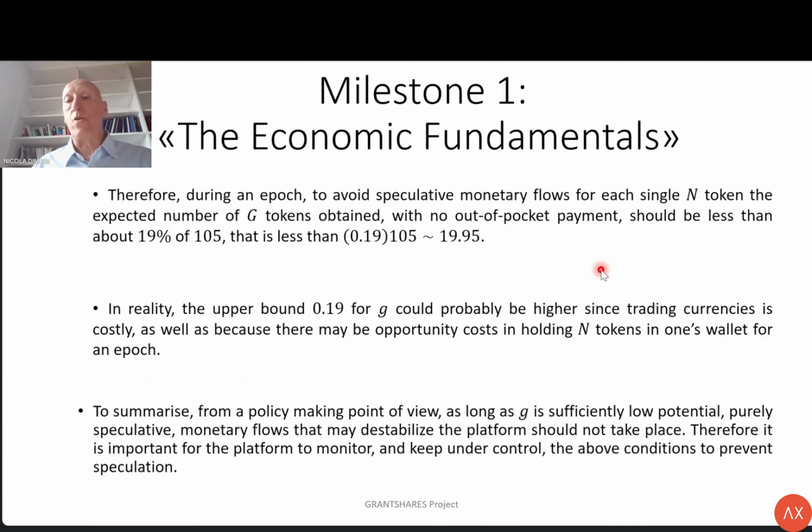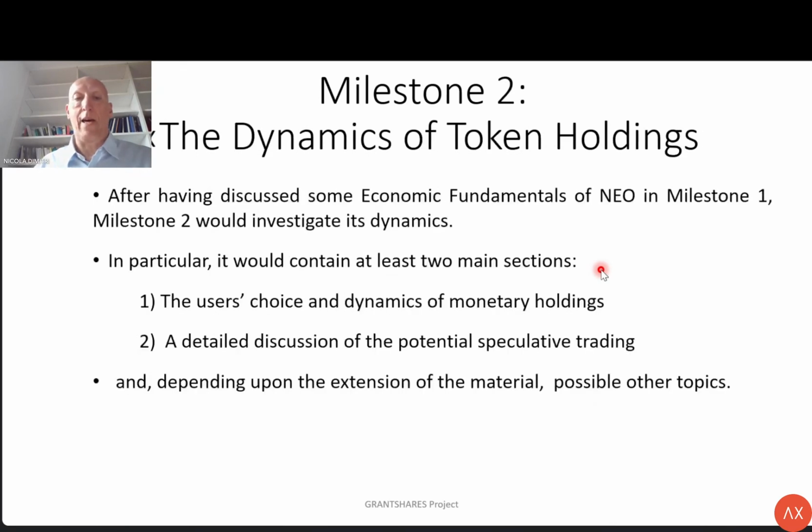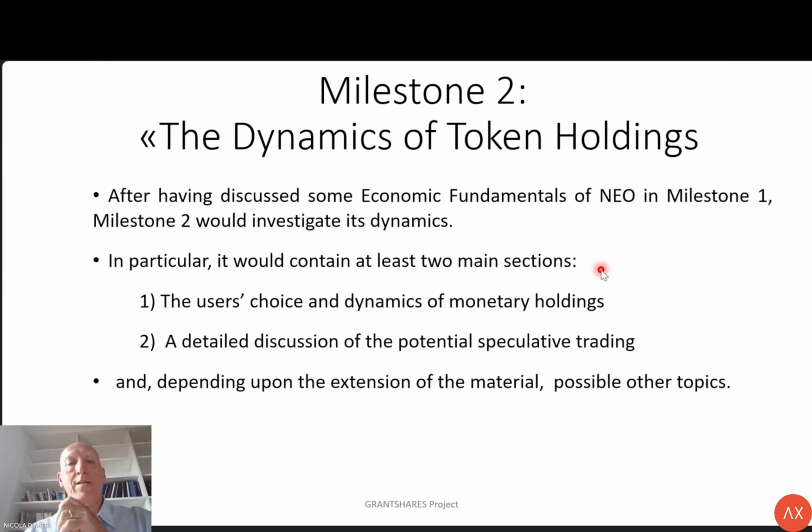Arbitrage activity could perhaps stop at some point, but I think that the platform should be very much aware of this possibility and keep the eyes on it. Now, the last 2-3 minutes, if I may, just to mention what I'm planning to do for milestone 2, of course, if approved and funded.